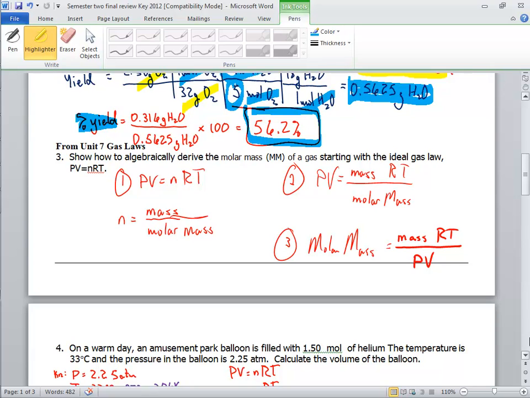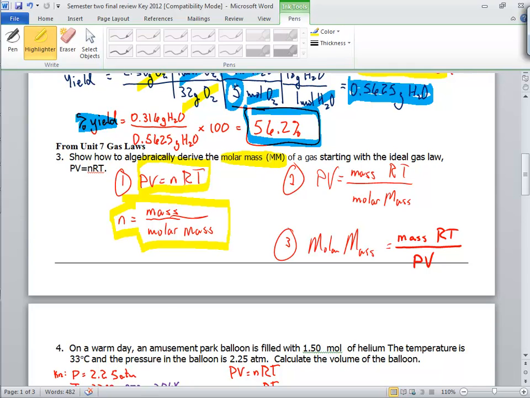Question 3. We're now moving on to a different unit. The unit we're looking at now is Unit 7, and that's where you looked at gas laws. And one of the really major things you learned when we were working with gas laws was PVNRT. PV equals nRT. This question says, though, to show how we took PV equals nRT and combined it with the formula for calculating molar mass, how we took these and derived an equation for calculating molar mass of a gas.